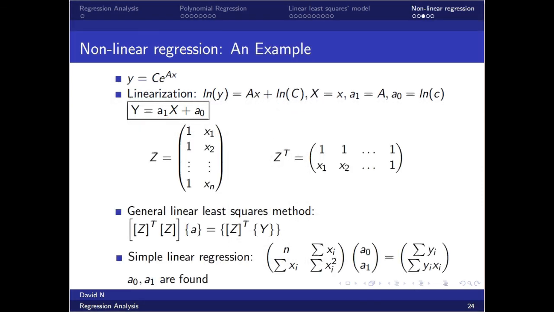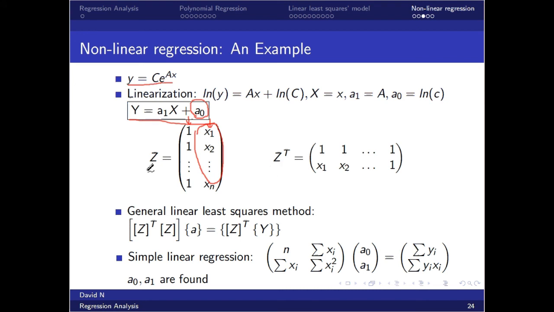The model which we are considering is y is equal to c e to the power of ax. Upon linearizing, we have this linearized equation. Now we are solving it using the linear least squares model, the general linear least squares method. Essentially, we have a constant coefficient and hence we have a column of ones, and then we have the independent variable x stacked together in column 2.